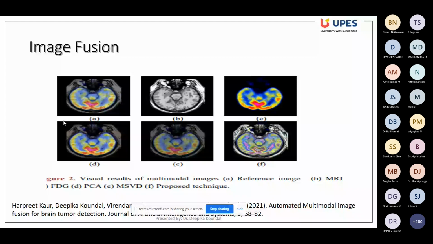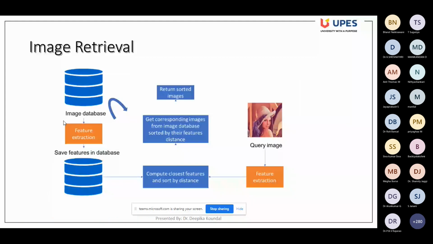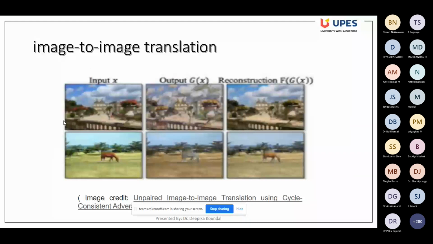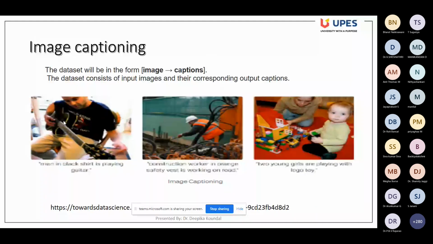Then image retrieval, as I told you, where we use an image as a query and then retrieve the images. This is another operation. These are the operations which I mentioned in the content. Then image to image translation. This is again one of the areas where people are working, on how we could translate image to image. Then image captioning, where we are providing captions to an image.